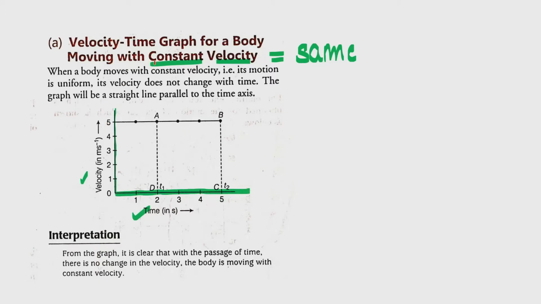Why? Because we are drawing the graph of constant velocity. So if you observe at 1 second, the velocity is 5, at 2 seconds it is also 5, at 3 also 5, at 4 also 5, and 5 throughout. So basically the velocity time graph for a body moving with constant velocity, or with the same velocity, will be a horizontal line parallel to the time axis.